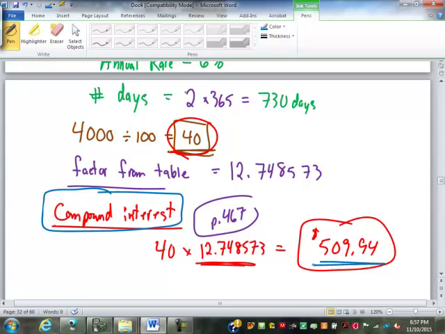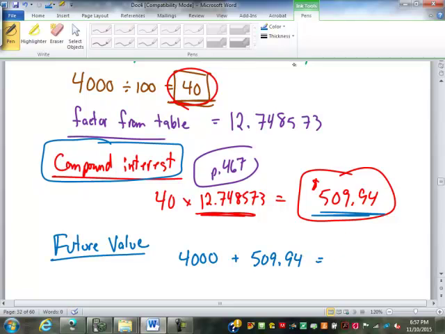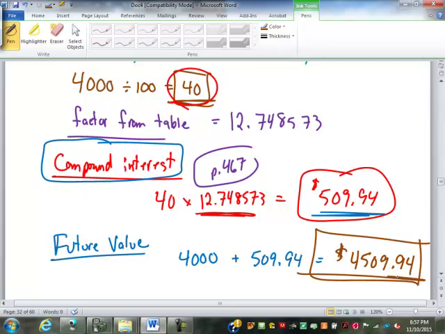The $509.94 is only the interest. To find the future value, I still have to take the original $4,000 and add the interest. So my future value is $4,509.94. Right there.